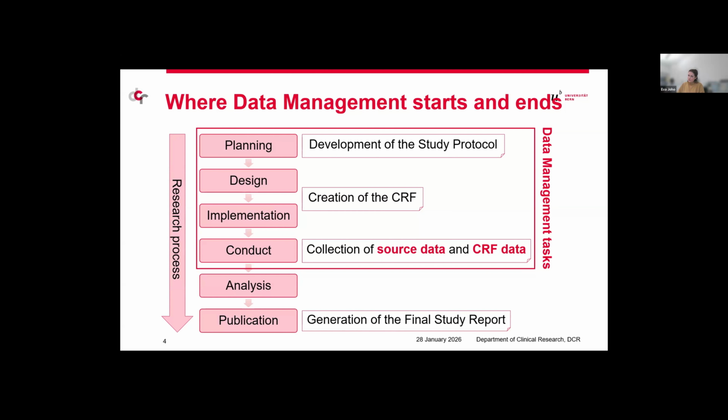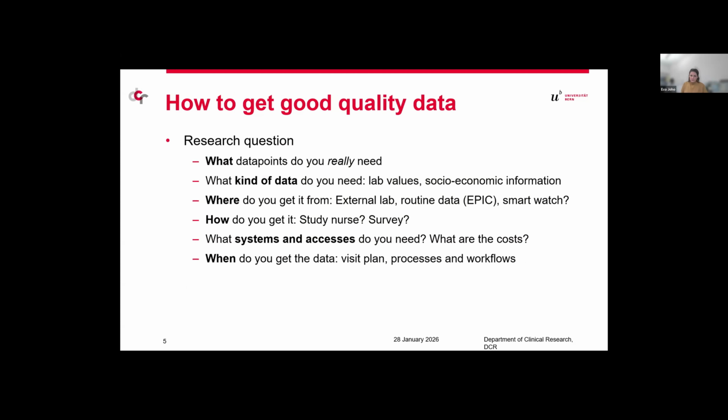So how do you manage to get good quality data then? Everything starts with your research question, as I just mentioned. And there you should really ask yourself, what data points do you really need to answer your research question? Not what would be nice to have, and since we are already there, we could get this and that as well. Really focus on what you really need. So your primary endpoints, maybe also your secondary endpoints.